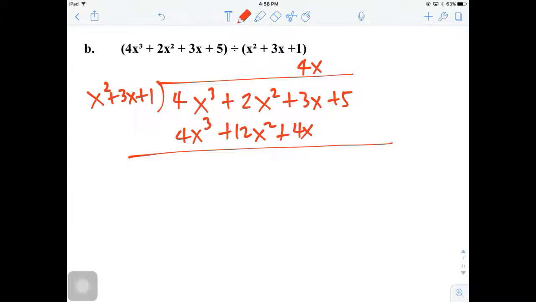Next, I'm going to subtract. Remember, I need to change all of the signs in the bottom. The x cubes would cancel out. We got negative 10x squared minus x left. That is the next step, correct? And then we would bring down the 5.